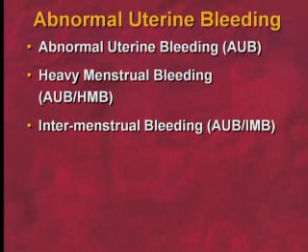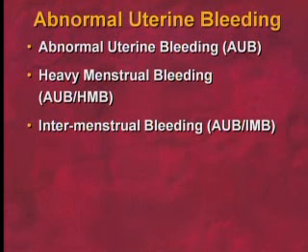In 2011, there was a new classification that was put in place, and this is supported by ACOG. This system helps us to determine areas of bleeding that are going on in non-pregnant women of reproductive age. We call abnormal uterine bleeding AUB, and heavy menstrual bleeding is AUB-HMB, and intermenstrual bleeding is AUB-IMB. So those are important terms to know.